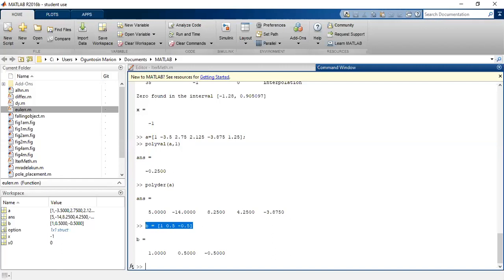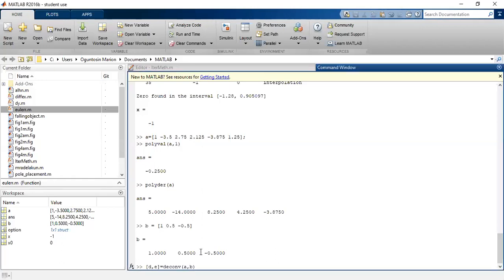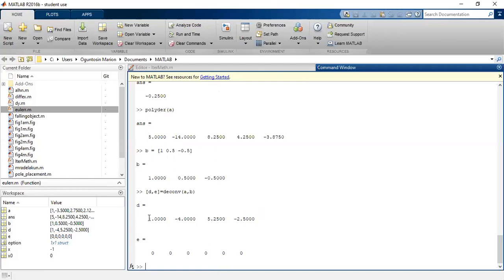which is 1 and 0.5. So after specifying it, there's a MATLAB function called conv. What conv does is divide this polynomial, remember, this polynomial is the A we have here, by B, the polynomial we just specified. It's going to store the result of the division in D, and it's going to store the remainder in R.